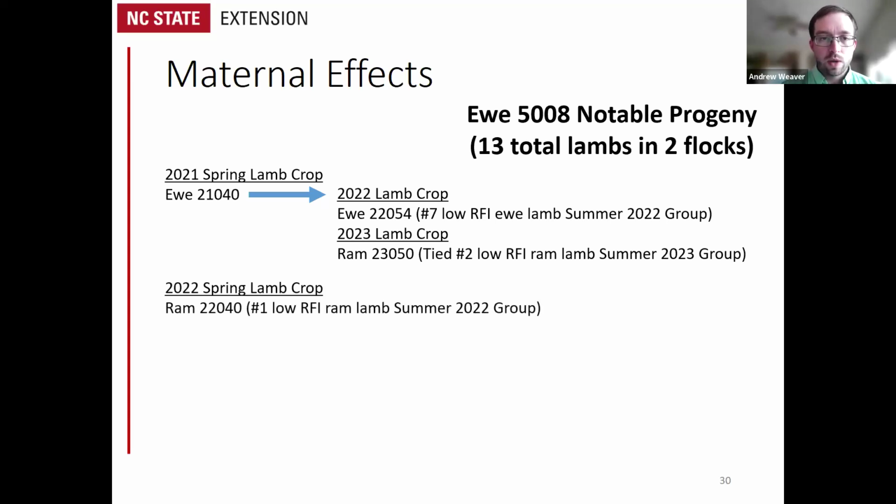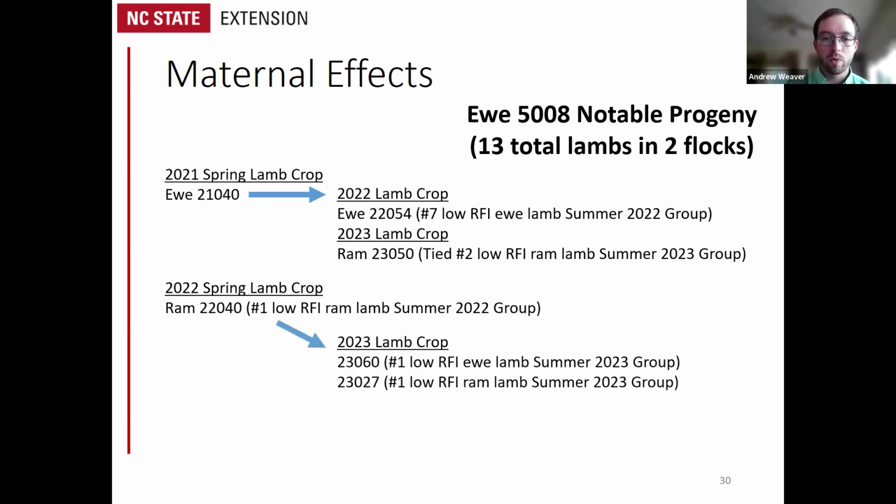This 5008 ewe, we get back to her spring 2022 crop. She was the dam of ram lamb 22040, who ended up being the number 1 ranked low RFI ram lamb in the summer 2022 group. And then that ram went on. We used that ram in our breeding program. He went on to sire progeny in 2023. He sired the number 1 low RFI ewe lamb and the number 1 low RFI ram lamb. So we think about the impact there through that 5008 ewe, and it's pretty interesting.